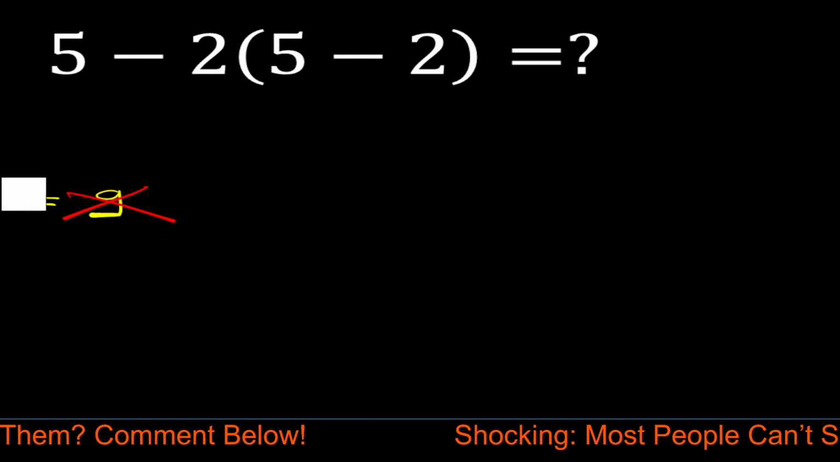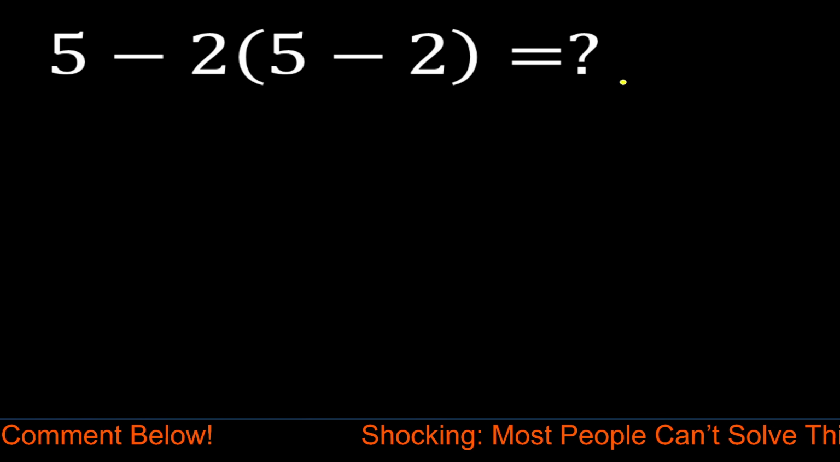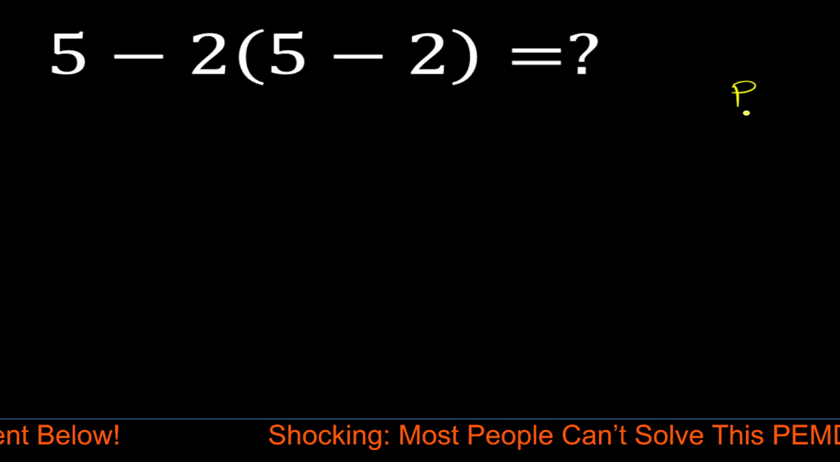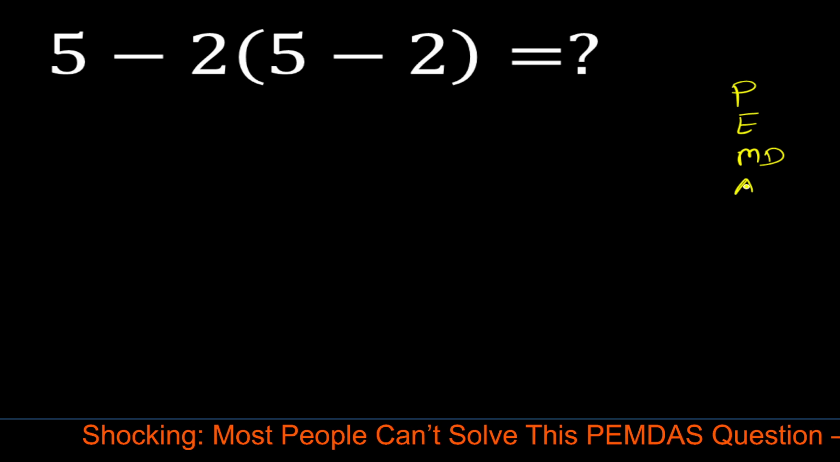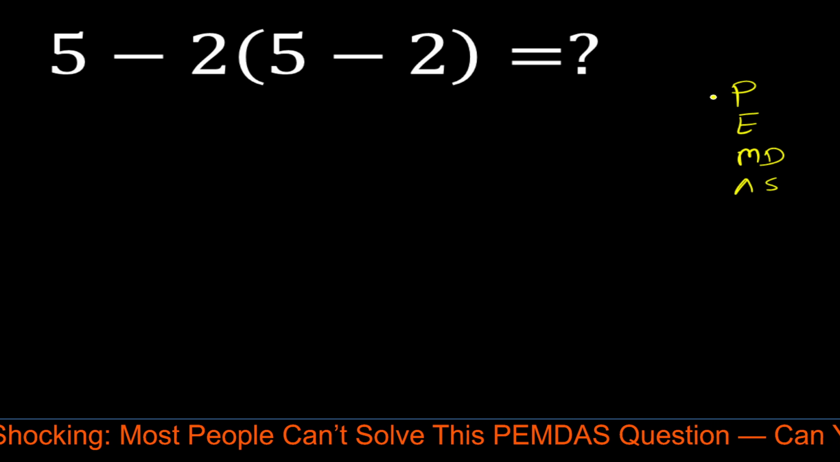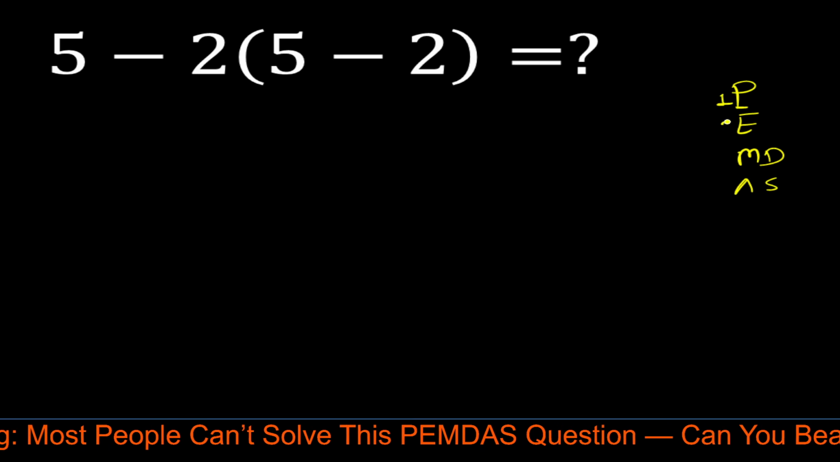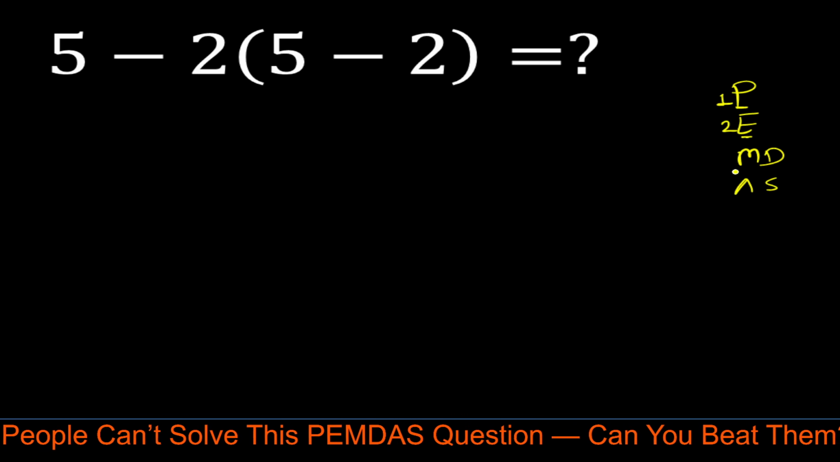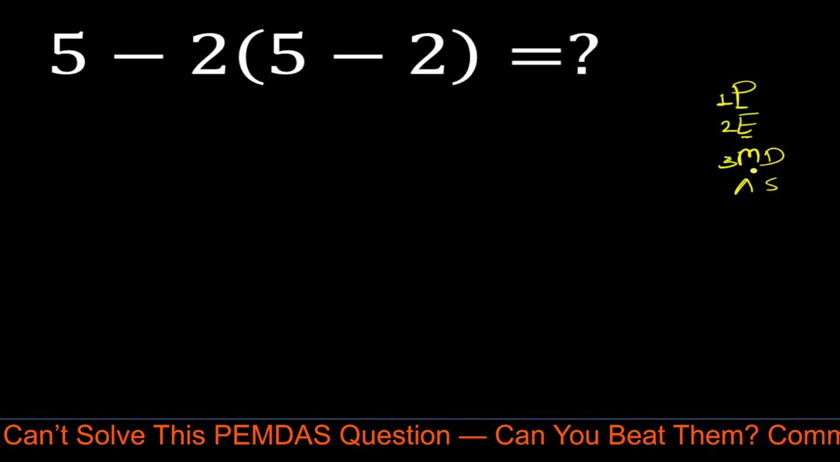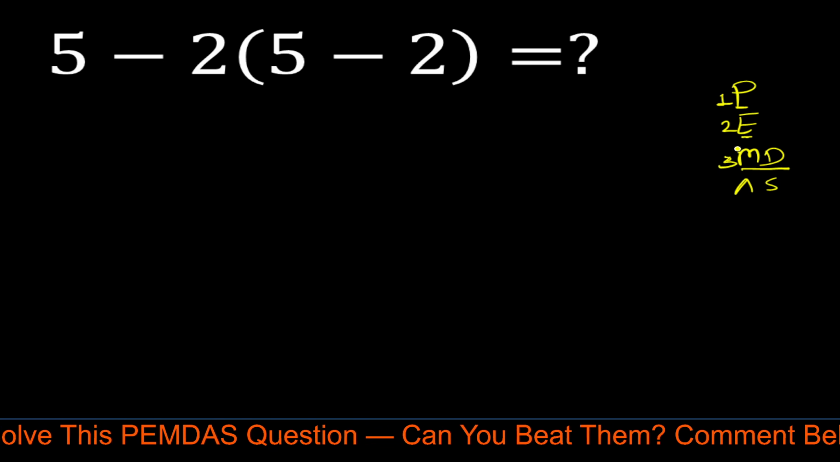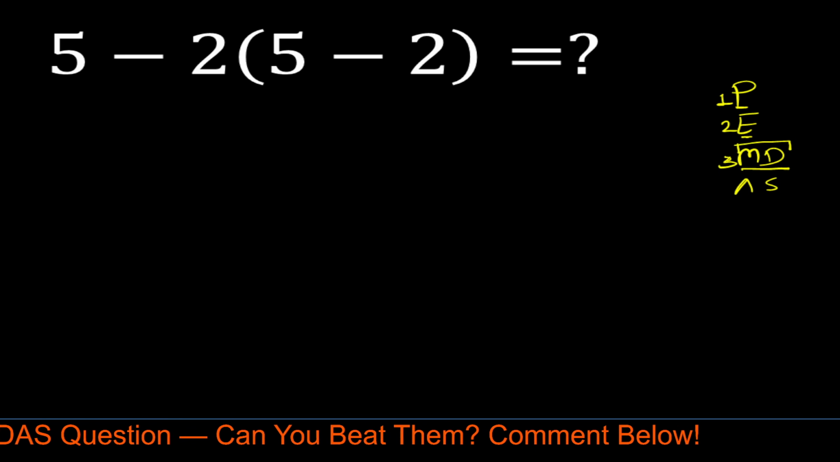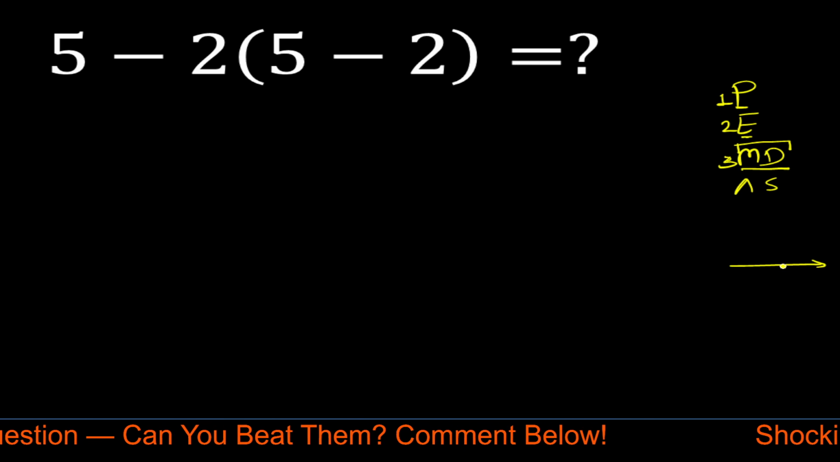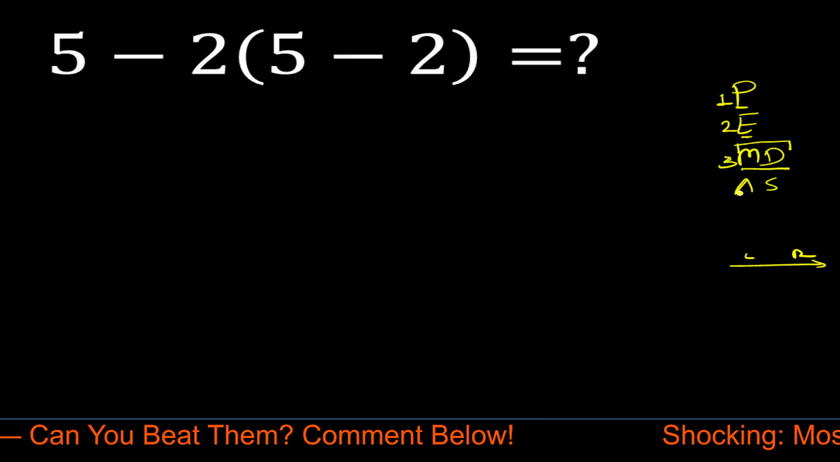So now let's solve this problem correctly by using the PEMDAS rule. PEMDAS. According to PEMDAS, first priority is parentheses, then second priority is exponents, then third priority is multiplication and division. Here multiplication and division both have equal priority. So we have to solve it from left to right.